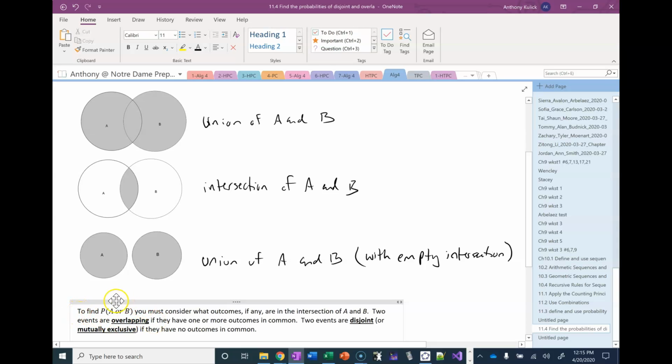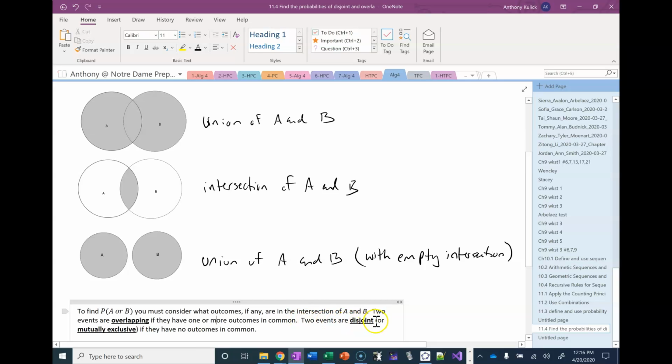To find the probability of A or B, we have to consider what outcomes, if any, are in the intersection of A and B. When two events are overlapping, like we have up here, we say they're overlapping if they have one or more outcomes in common, because you need something that's shared in between these two events. So this is called overlapping, when the two circles overlap. This area of overlap is called the intersection.